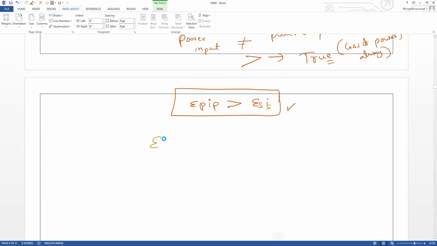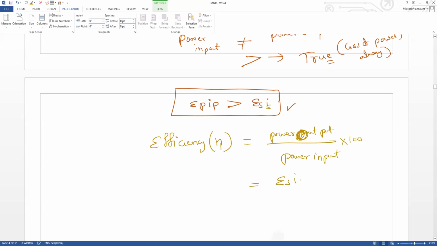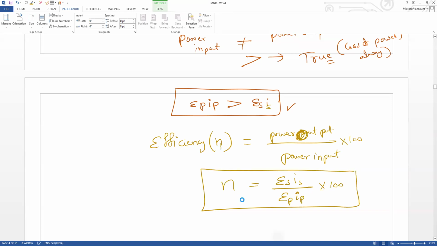And what is the efficiency of a transformer? Efficiency, eta, is equal to power output divided by power input into 100. Power output is Es into Is, divided by power input, Ep into Ip, into 100. So this is the efficiency of the transformer formula.